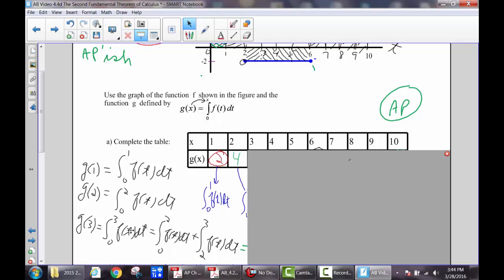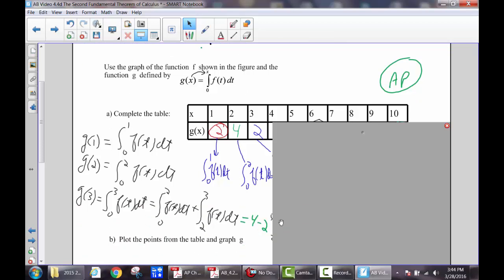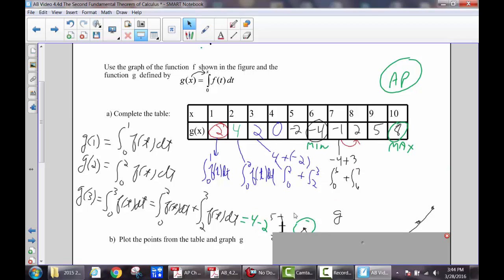Now we already know from 0 to 2 is 4, so I already have that this is 4, and then minus the integral from 2 to 3. The reason it's minus is because from 2 to 3 the region's below. So again, this is a 1 by 2. The area of the rectangle is 2, but the value of the integral is negative 2. Okay, etc., you're just going to keep on going.